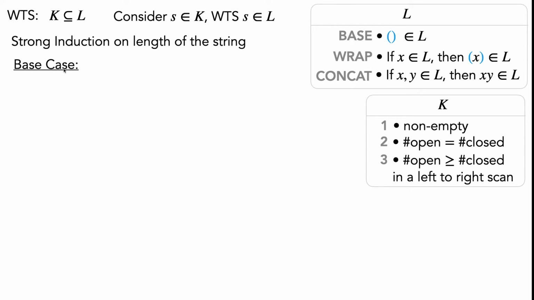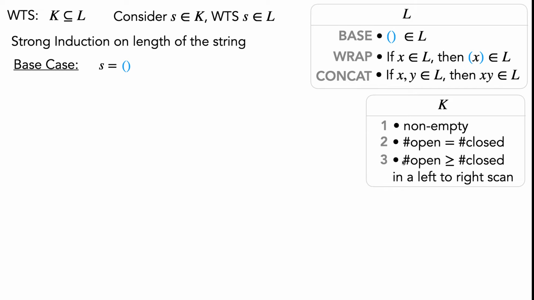So let's start off with our base case. This is going to be when S is equal to the open paren, close paren. The reason that we don't start off at, say, the length equal to 0, like we normally do induction on the natural numbers, is because this is the smallest string that satisfies all three properties.